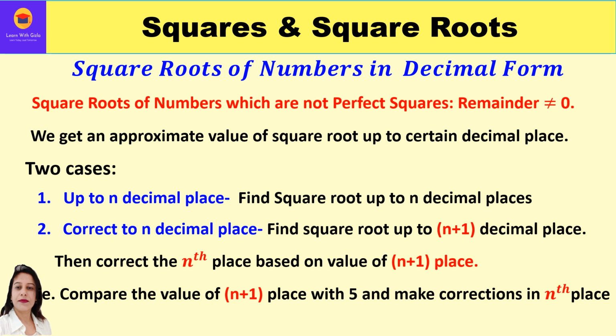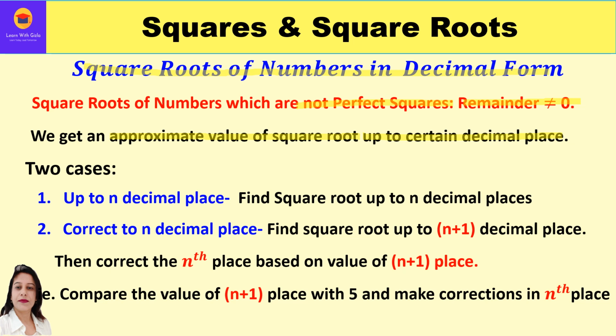Now to find square roots of numbers which are in decimal form and are also not perfect square numbers, we shall be using the long division method. While using the long division method, we shall get a remainder not equal to 0. That means we will get some remainder. So what we can do is find an approximate value of the square root up to a certain decimal place, because this long division can go up to any number of places. In the question it will be mentioned up to which decimal place we have to calculate.